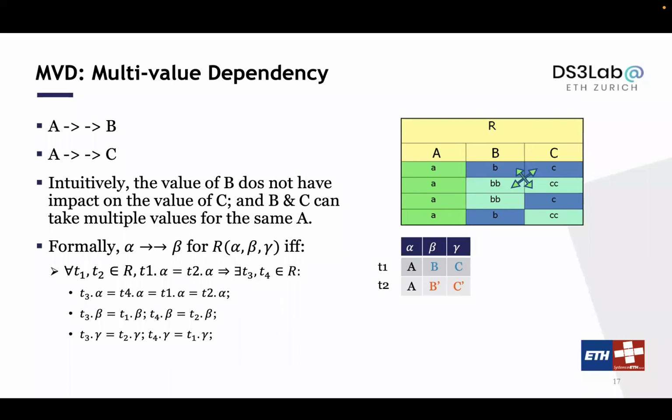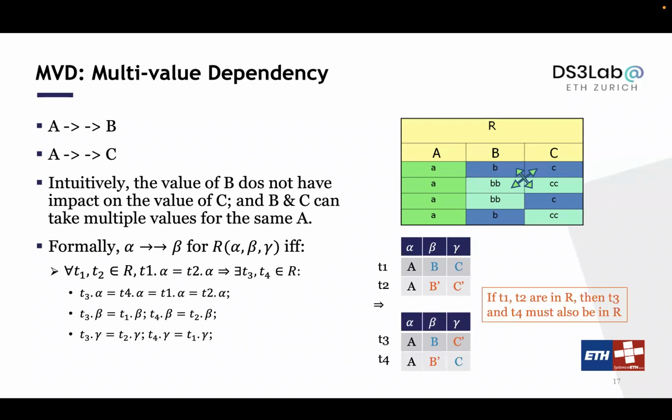Intuitively, when you have this database instance, T1 and T2 have their own beta and gamma value. Essentially this condition means I can also find T3 and T4 if there's a multivalued dependency from alpha to beta. I can swap them and it's still in my database. So it doesn't really matter.